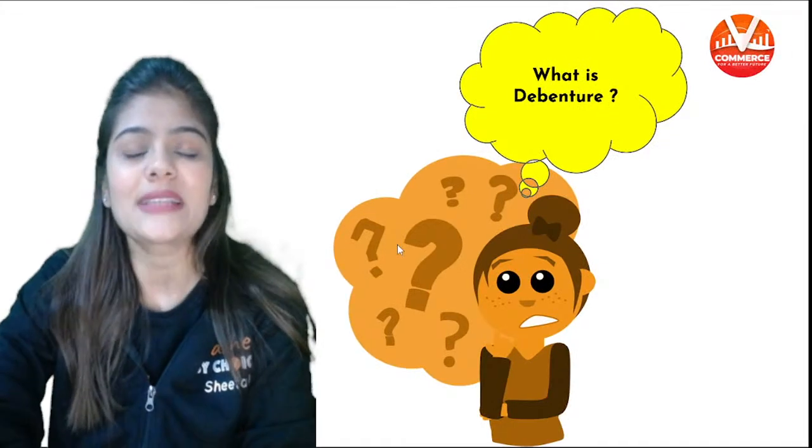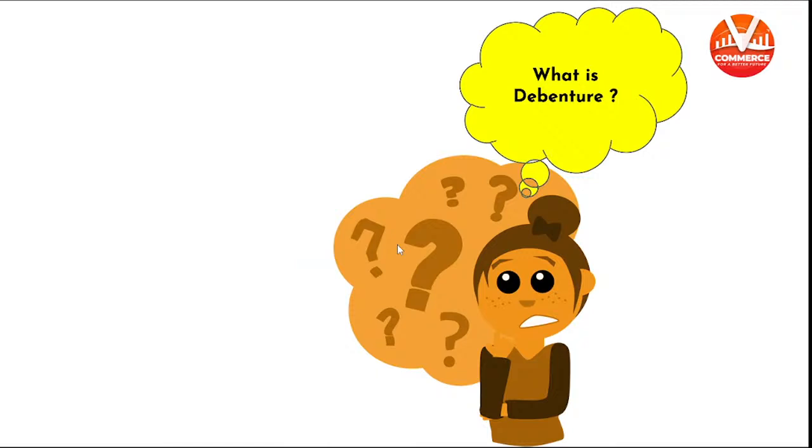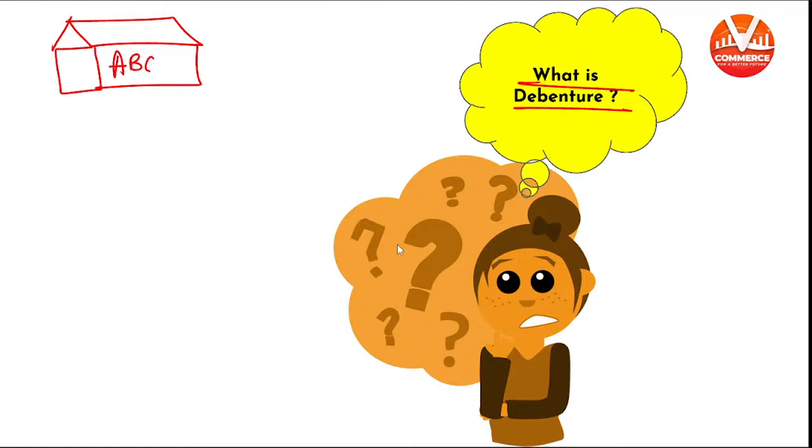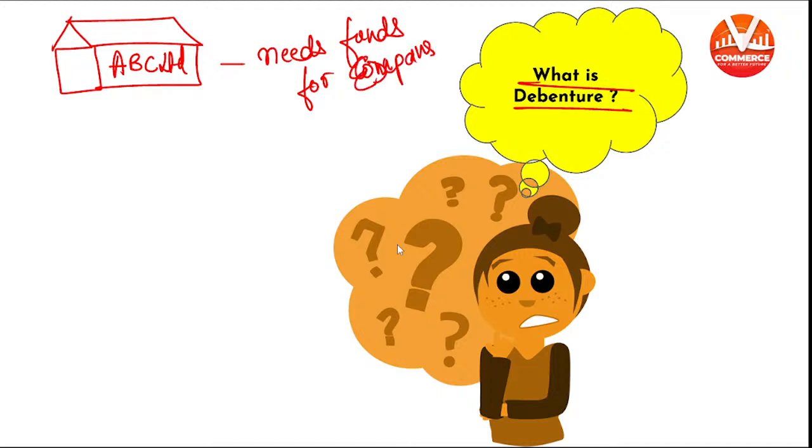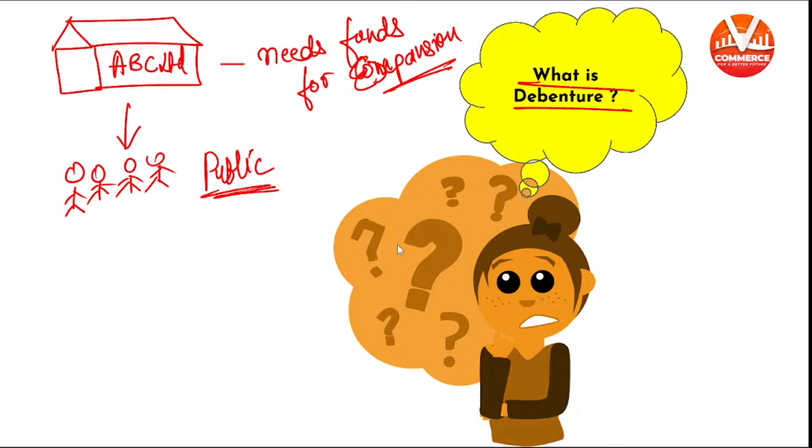Okay, so first of all, what is a debenture? Let's understand the story of what a debenture is. So suppose this is a company, ABC Limited. Now this company needs fund for expansion. This company wants to expand its business. They need fund for expansion. So what will they do? They will approach public. They will ask to borrow funds from public. They will go to the people, the general public, and ask them for money.